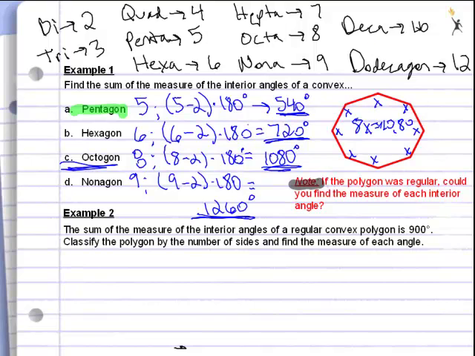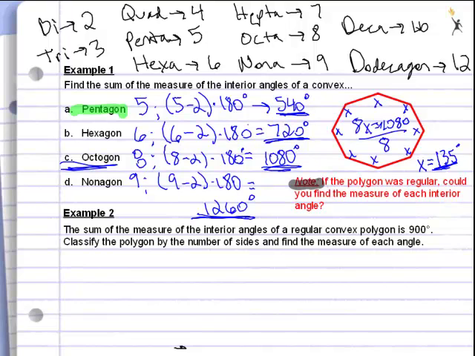Not 10 comma 80, but 1,080. Well, when I solve this and I divide by 8, I find each interior angle to be, let me finish punching it in my calculator, 135 degrees. You can take the interior angles, as long as the shape is regular, meaning all the angles are the same. You can take the sum of all the angles and divide it by the number of sides, and you find the measure of each interior angle. Hopefully that makes sense. Let's look at example 2.